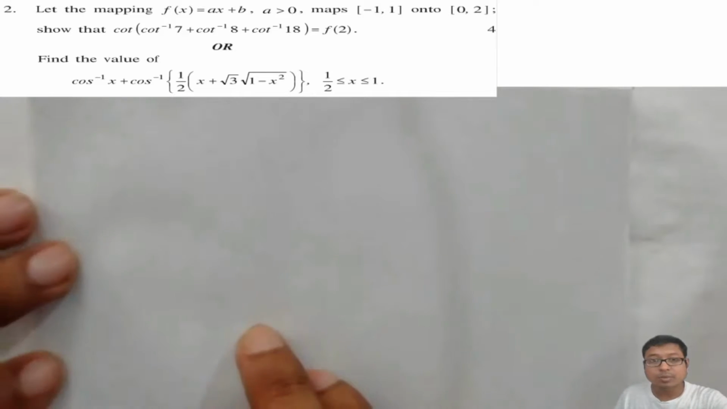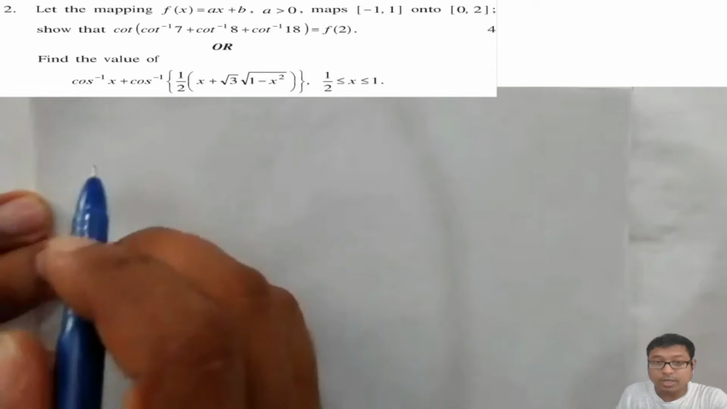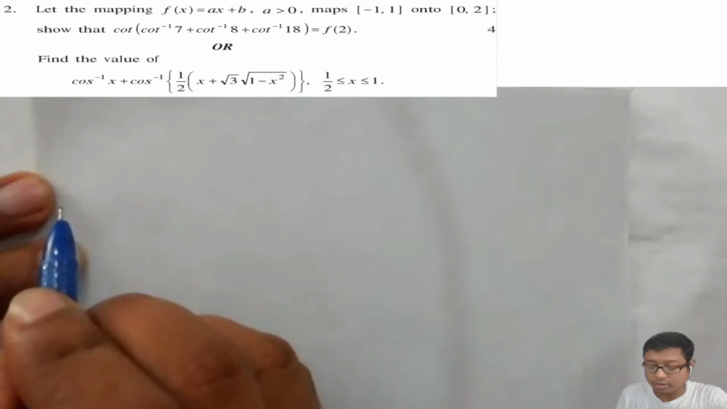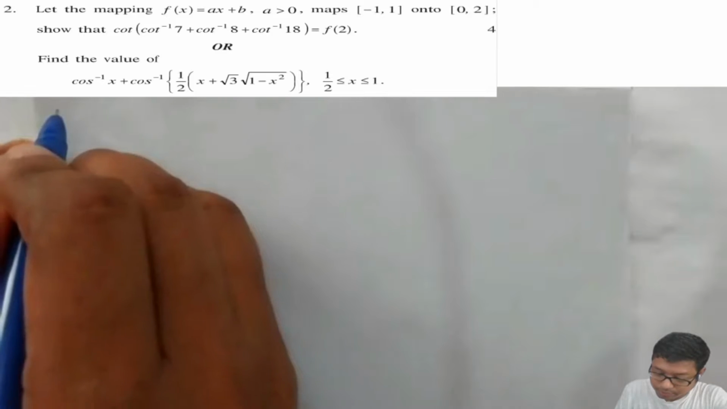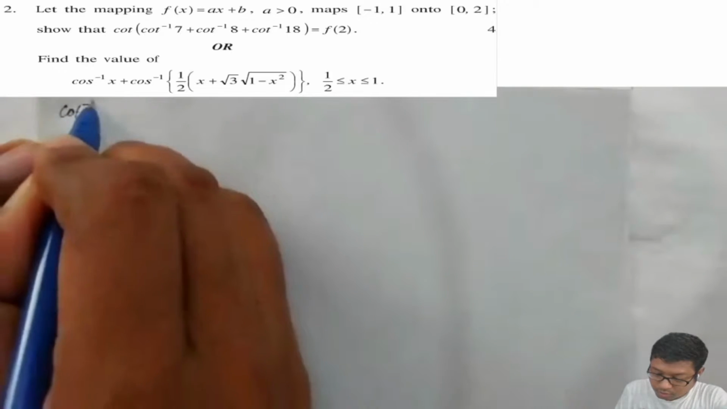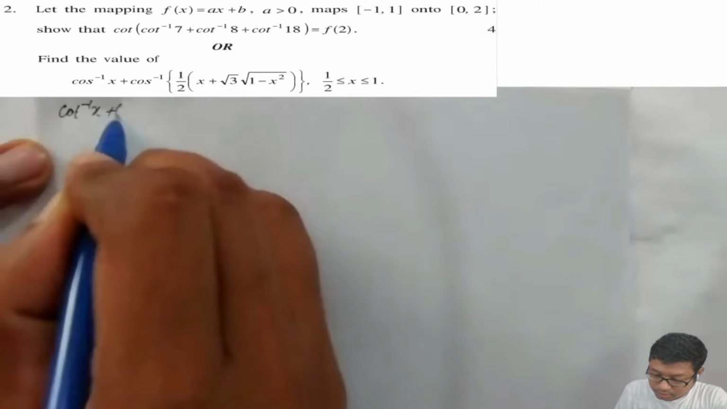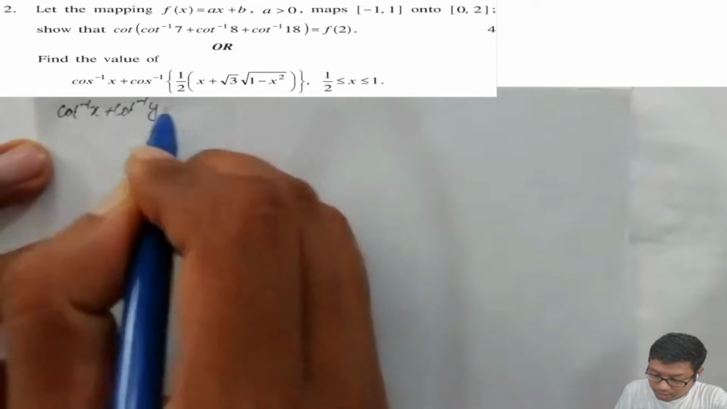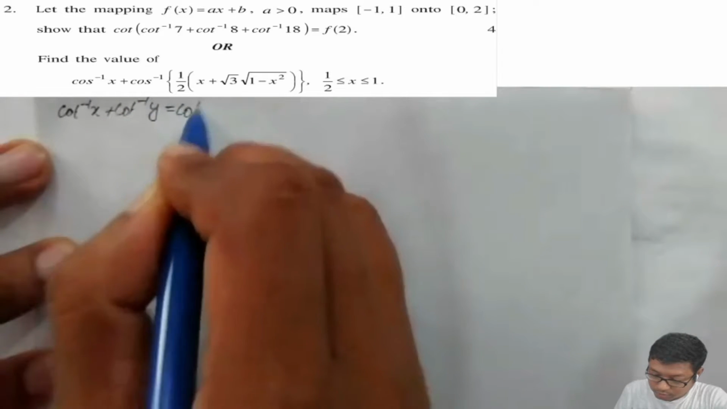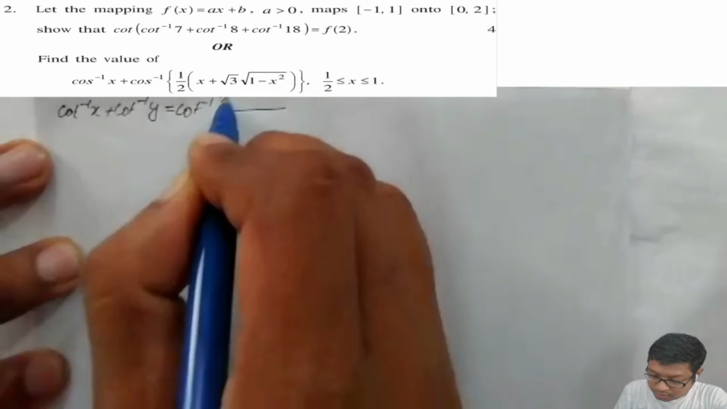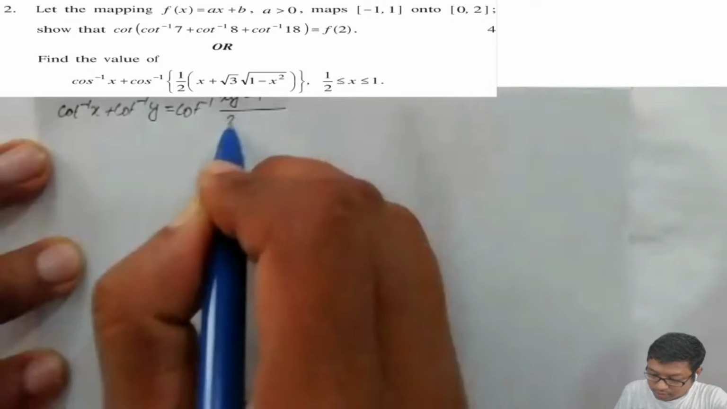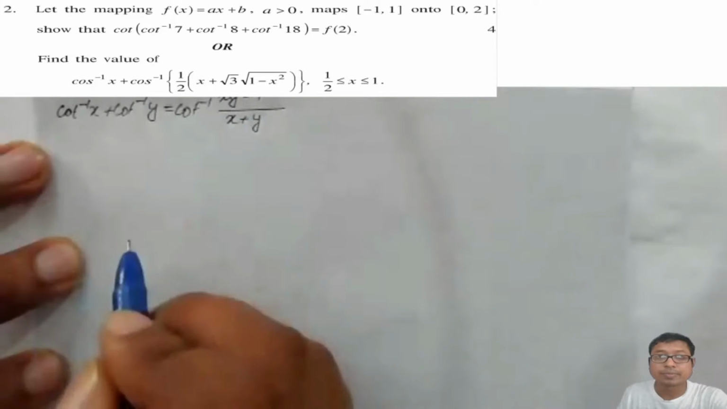Before solving this problem, let me recall one of the results of inverse trigonometric functions, and that is cot⁻¹x + cot⁻¹y is equal to cot⁻¹((xy - 1)/(x + y)).